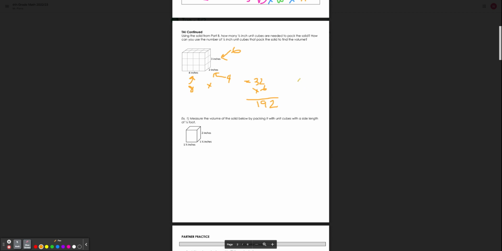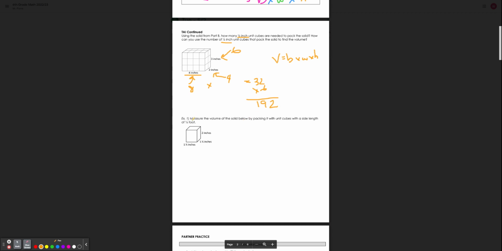So the formula that we're using once again is base times width times height, but ensuring that we're taking into consideration how the units in our question fit into whatever our model looks like. So one more time, the formula that we want to use to find volume is base times width times height. And for this particular question, it'd be 192 unit cubes to fill this particular rectangular prism.